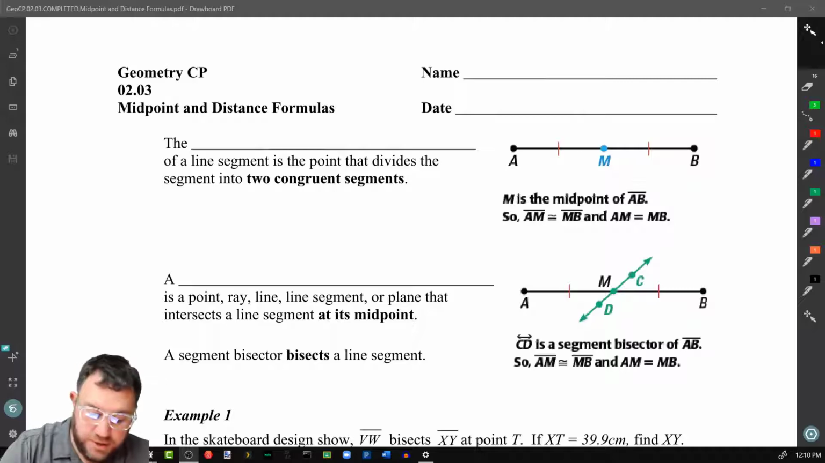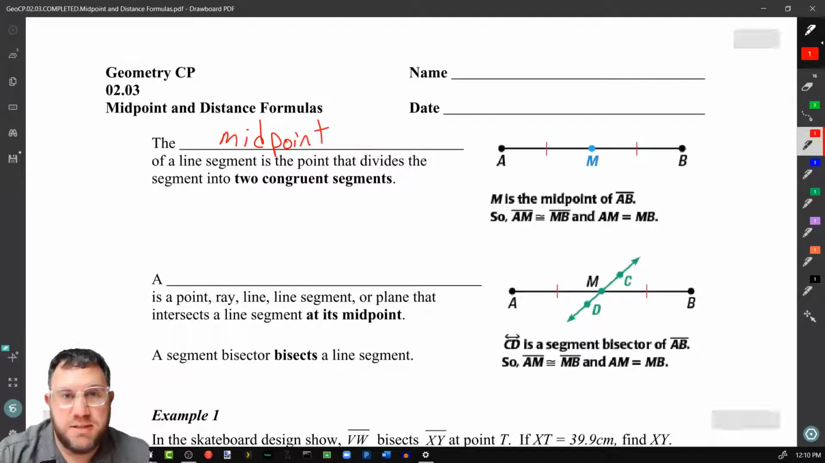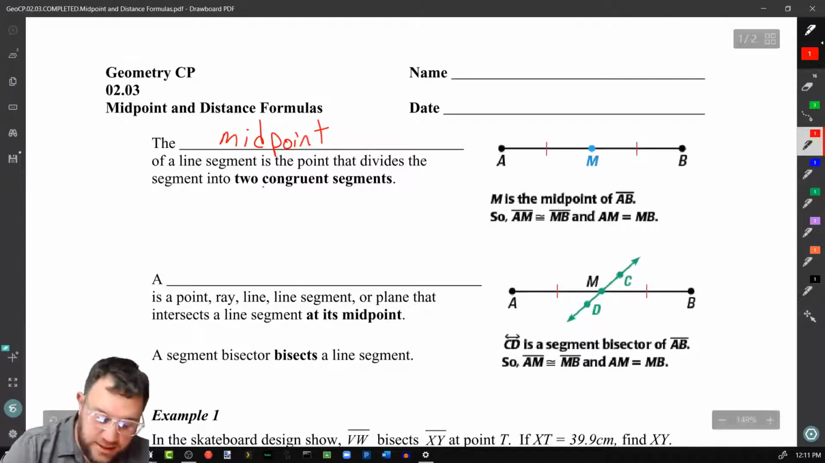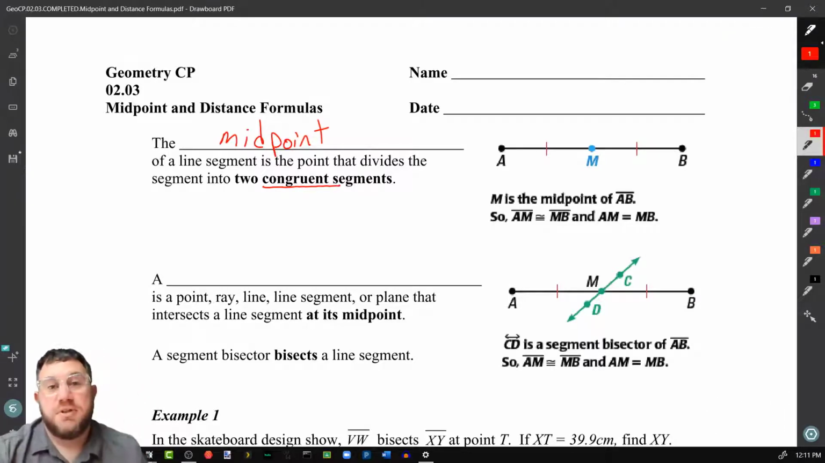The first definition you need to know is midpoint. The midpoint of a line segment divides that segment into two congruent segments. Now, this is one of those nitpicky things. It doesn't split it in half. It doesn't split the segment into two equal pieces. It is two congruent segments. Now, what can we do with congruent segments? Well, if they're congruent, they have the same length, so we can set them equal to each other because we know that their measures are the same.